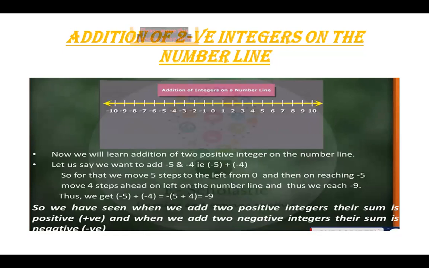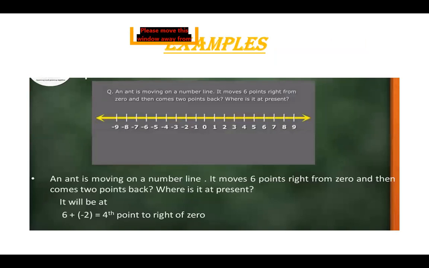Addition of 2 negative integers on the number line. Now we will learn addition of two negative integers on the number line. Let us say we want to add -5 and -4, for example (-5) plus (-4). For that we move 5 steps to the left from 0, and then on reaching -5 we move 4 steps ahead to the left on the number line, and thus we reach -9. Thus we get (-5) plus (-4) is equal to -(5 plus 4) is equal to -9. So we have seen when we add two positive integers, their sum is positive, and when we add two negative integers, their sum is negative.